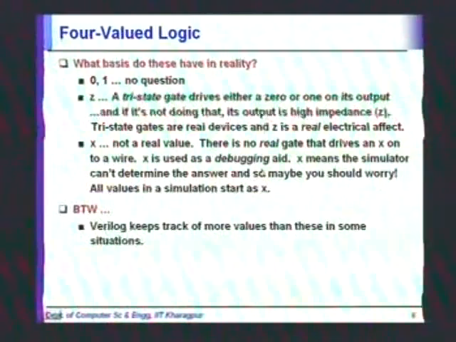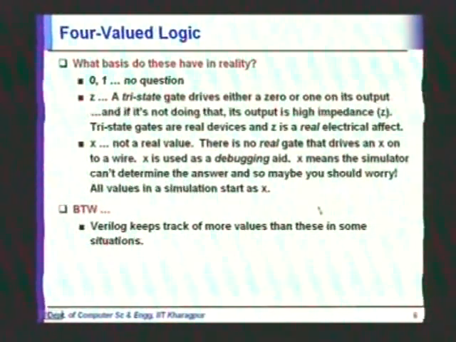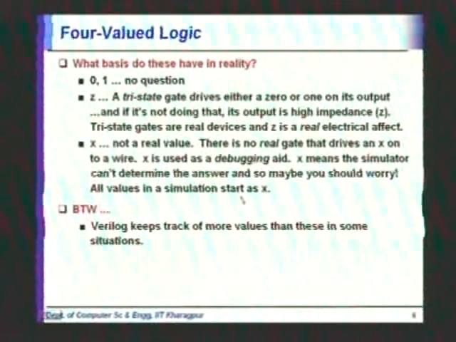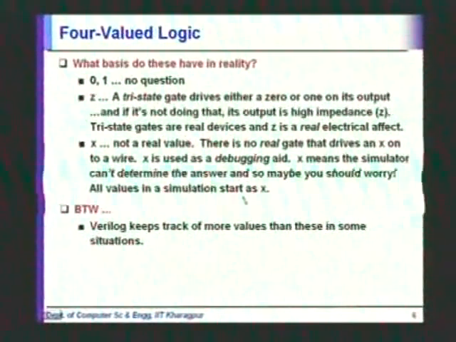X is not a real value, it is unknown. So the real value is something, but we don't know what value that is. Okay, it is typically used as a debugging aid. In many cases, you might want to treat something as a don't care, right? So at the beginning of the simulation, all values in the simulation will start as X. They are all unknown, and then you start defining them. Right? Verilog keeps track of more values than these in some situations, but we are not going to get into that right now.